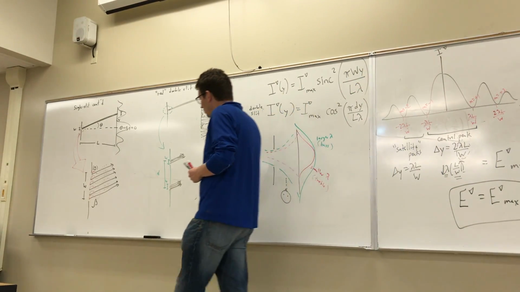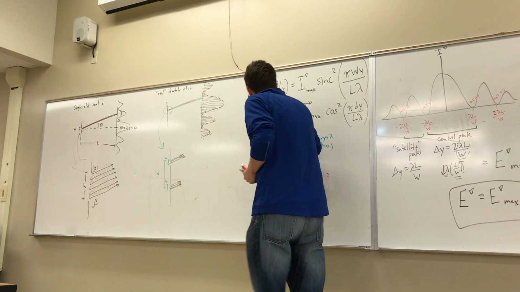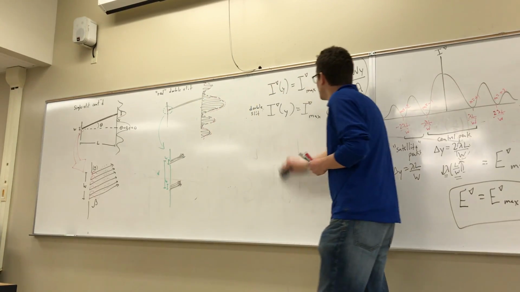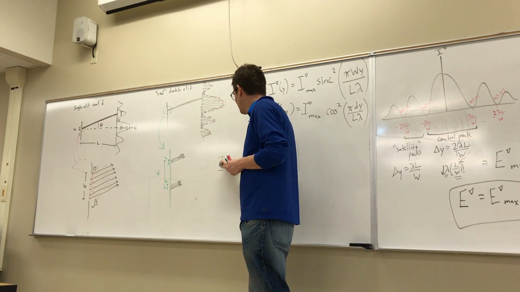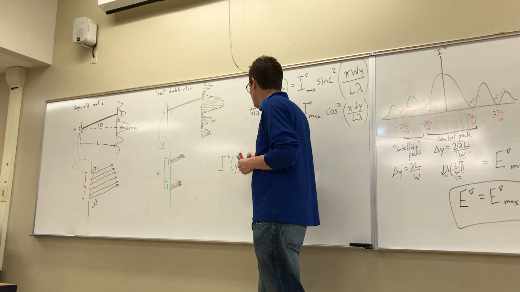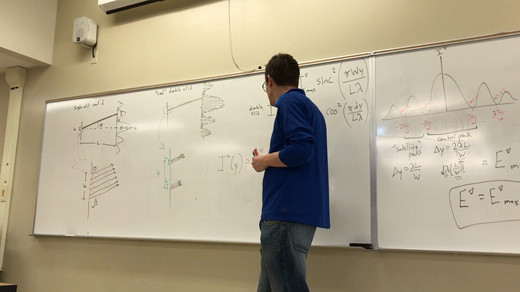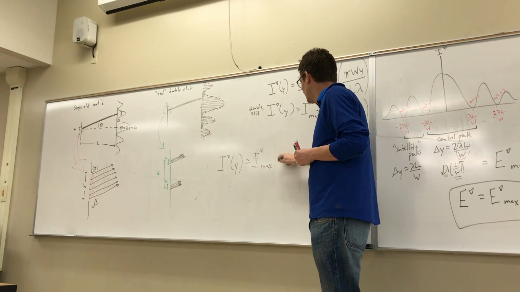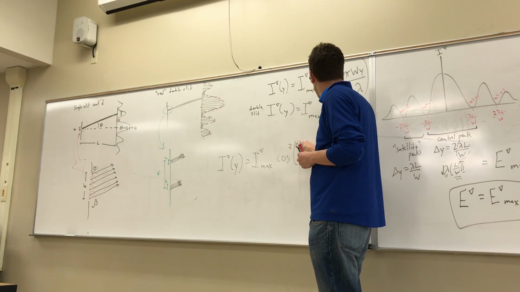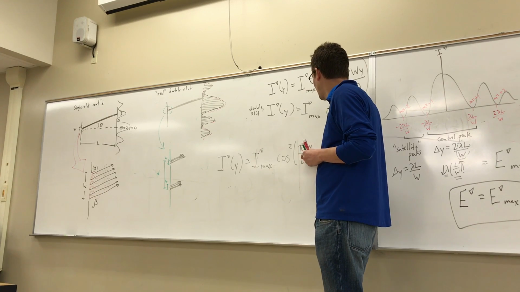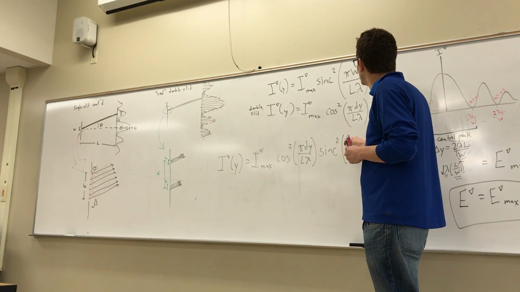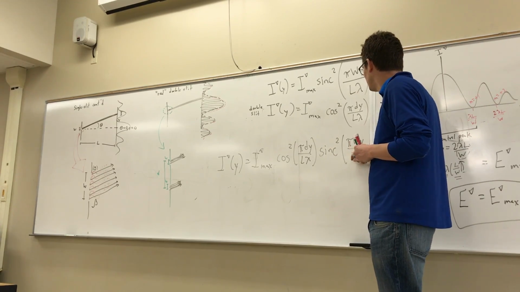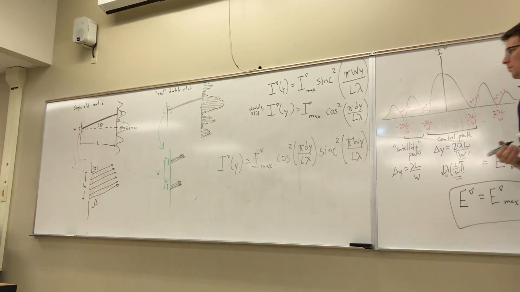So, what do you have to do? You just multiply this times this. So for the real double slit, what's your equation? It's the double slit part times the single slit part. Like so. Question? How do you know to multiply?